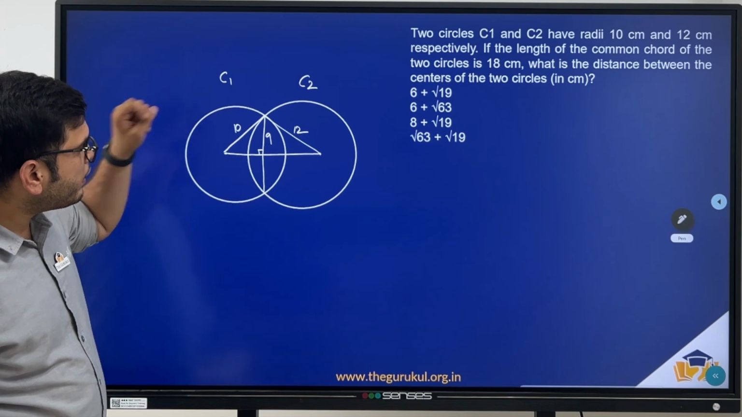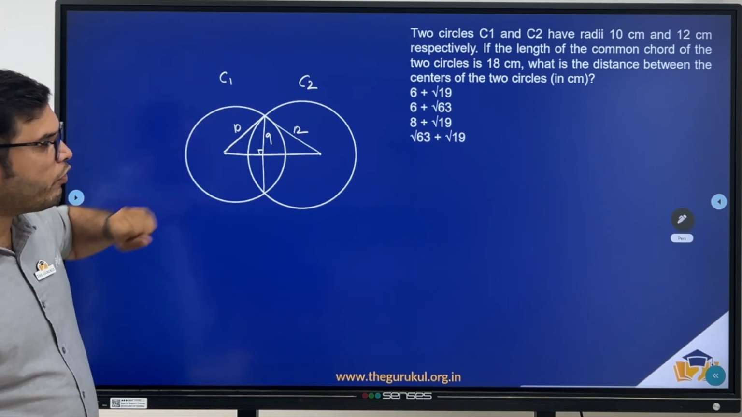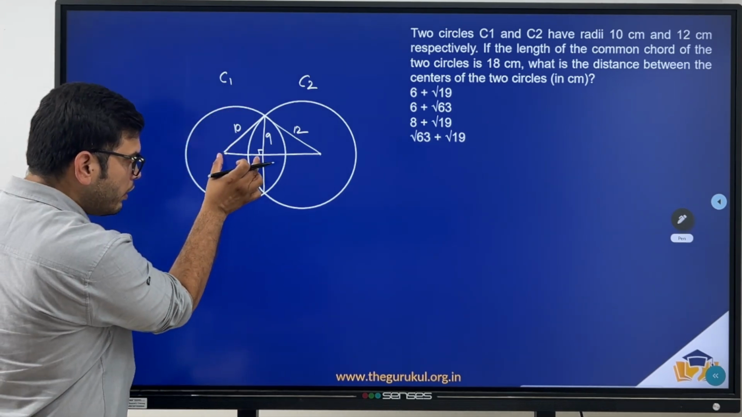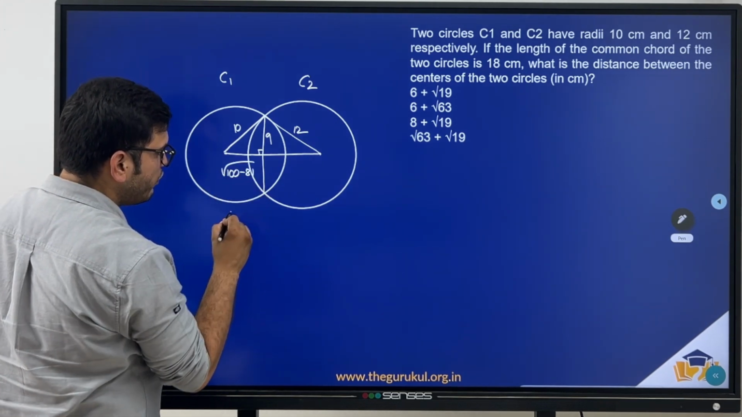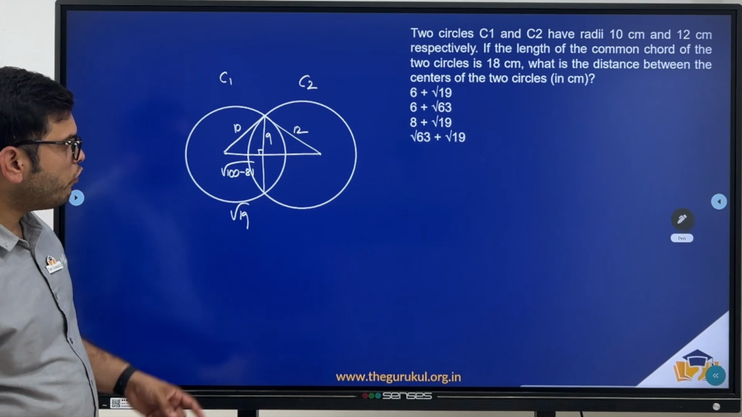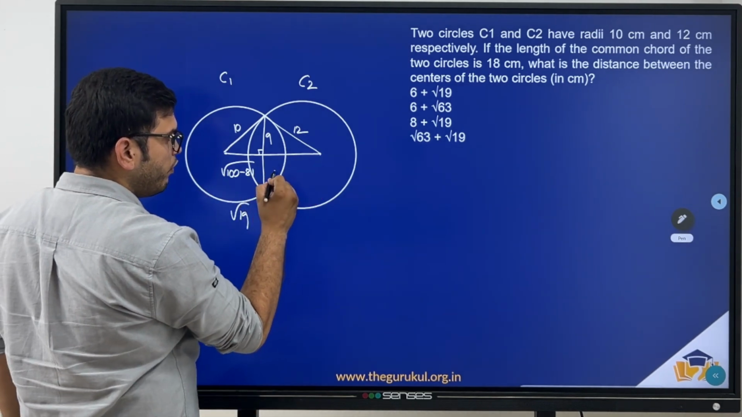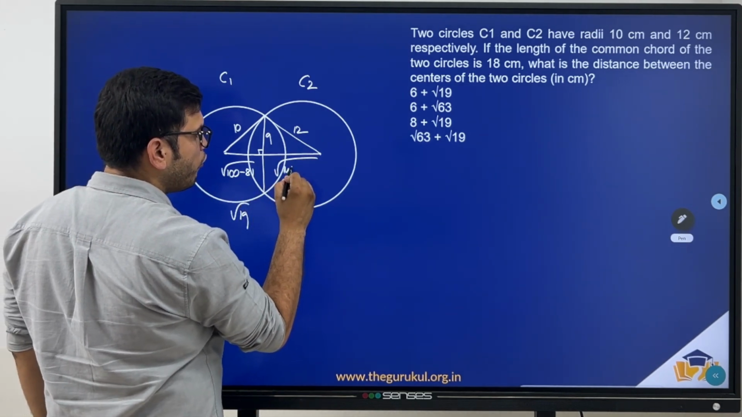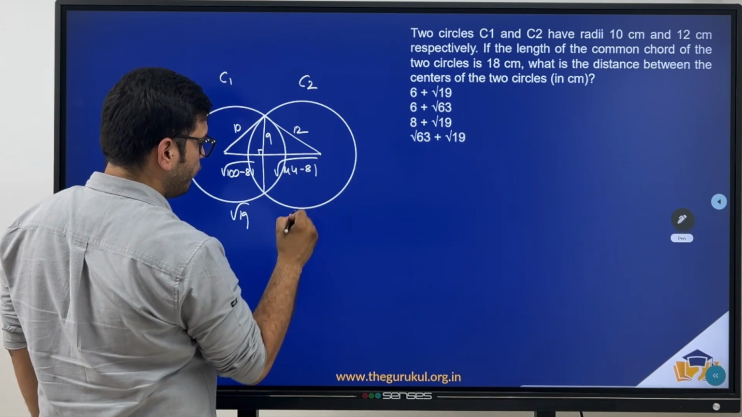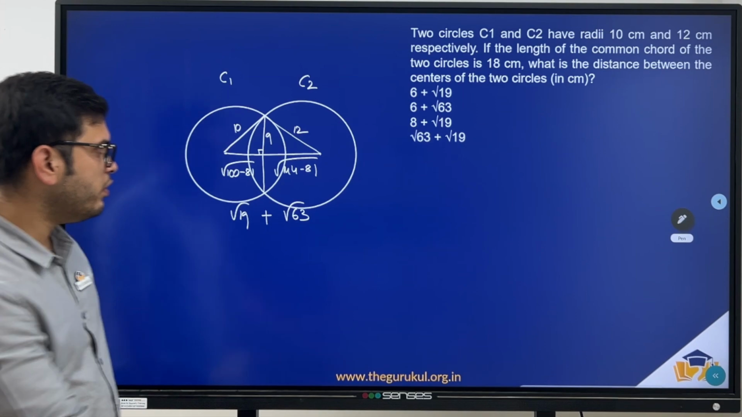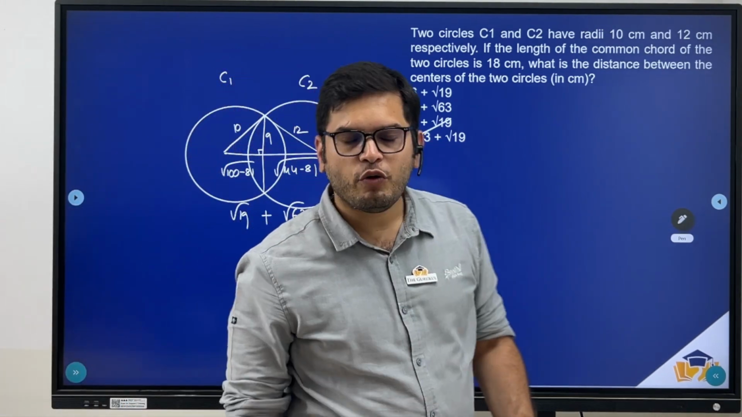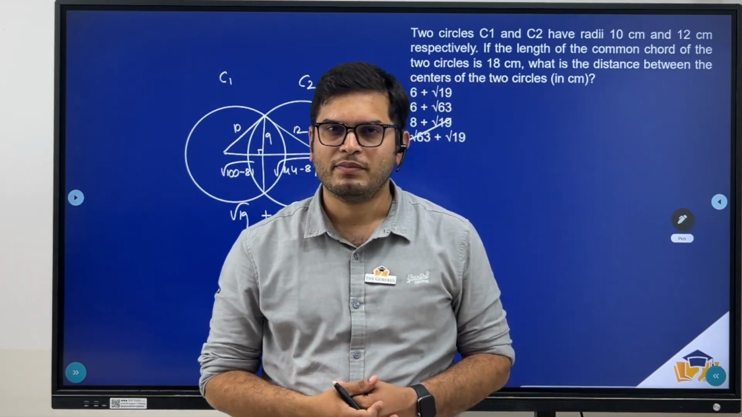So in this right angle triangle we have hypotenuse and one of the perpendicular sides. So the length of this part will be root of 100 minus 81, which is nothing but root 19. Now similarly, the length of this part will be under root 144 minus 81, which is nothing but root 63. So root 19 plus root 63. So hence option D should be the answer to this question.